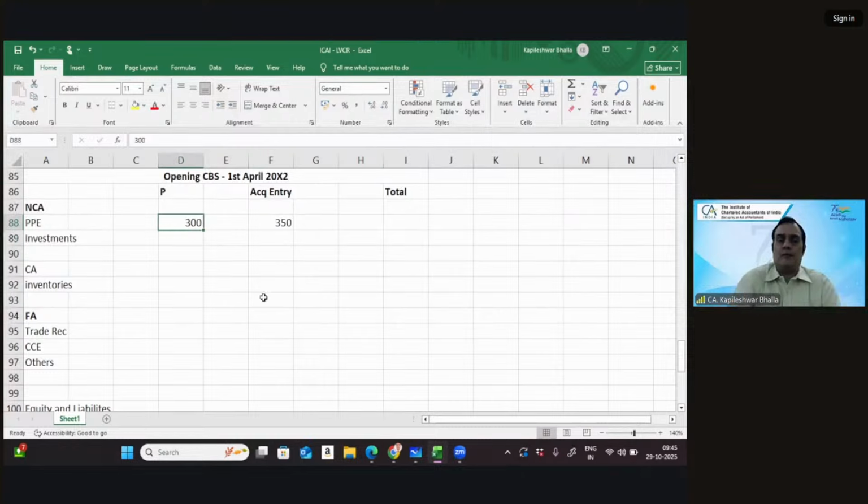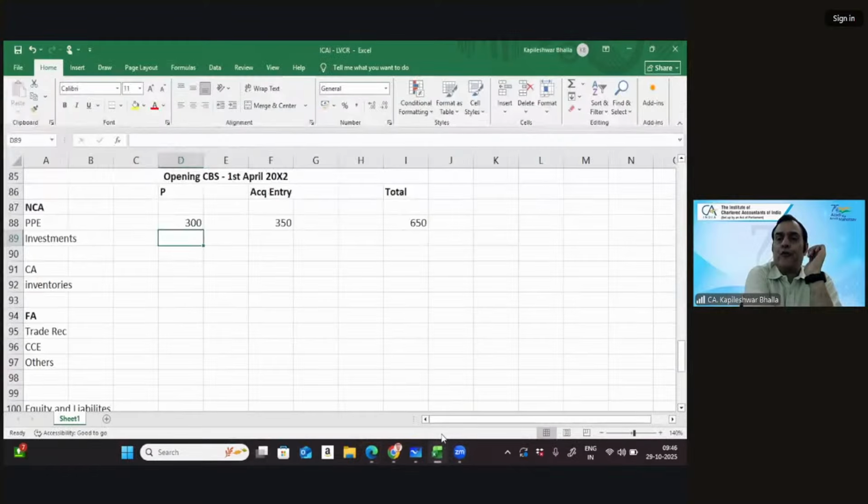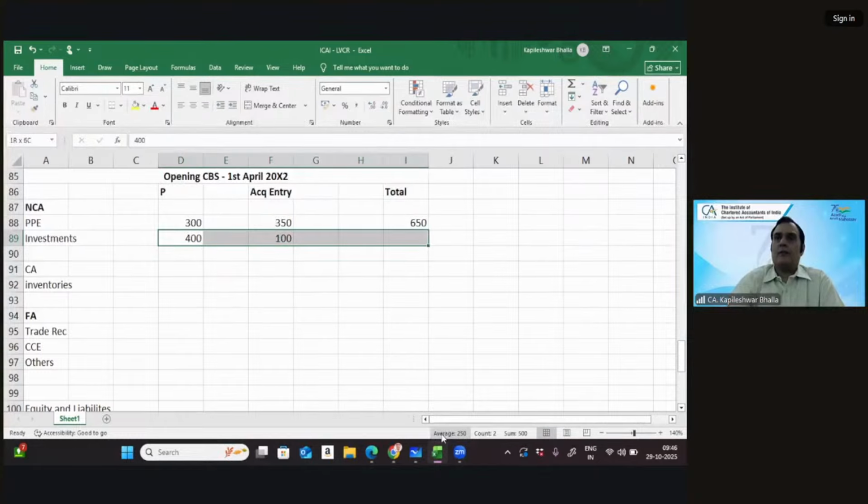So we get the sum total of this. So this works out at a total of 650. Then I guess we go to the investments, that's 400. In the acquisition entry, that's 100. So this works out as the total investments out here.